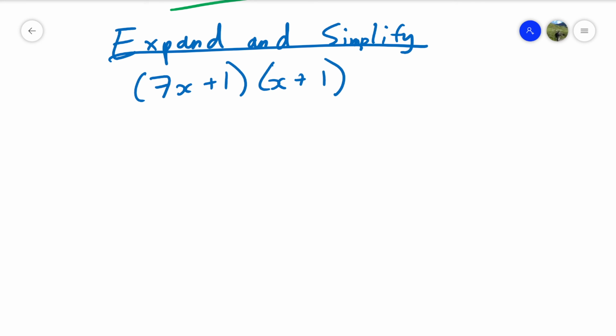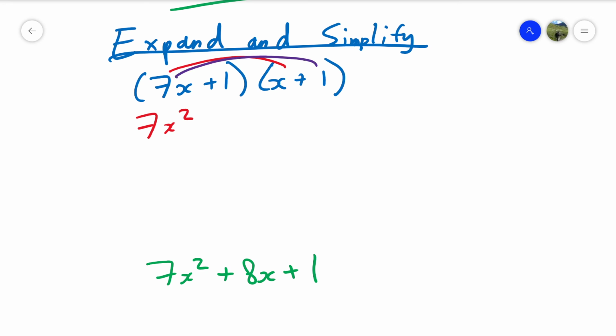And the answer is 7x squared plus 8x plus 1. I'm now going to show you how I did it. 7x times x is 7x squared. 7x times 1 is 7x. 1 times x is x. You can write 1x, but let's just write x. Running out of colours here. 1 times 1 is 1.